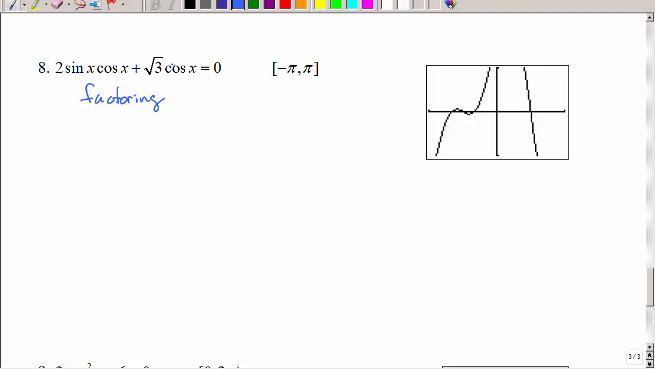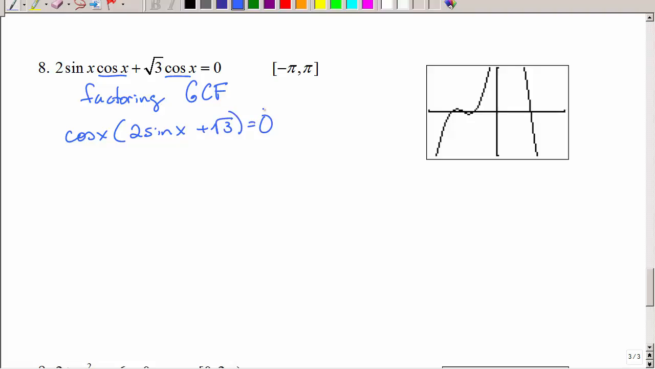And you're going, well, but that's not quadratic. That's not even 3 terms. Well, what about a greatest common factor? They both have cosine x. So let's pull that out, and that would leave 2 sine x plus the square root of 3.